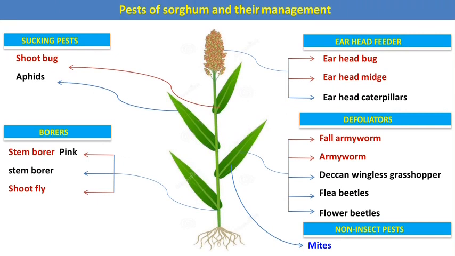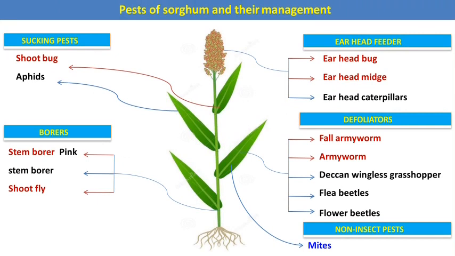Here, the pests are categorized based on their feeding habits. The first habit is sucking pests. The sucking pest category means the pests which have piercing and sucking type of mouth parts, and they suck the cells from the different succulent plant parts, produce different symptoms and cause severe loss in yield. Then the next category is borers.